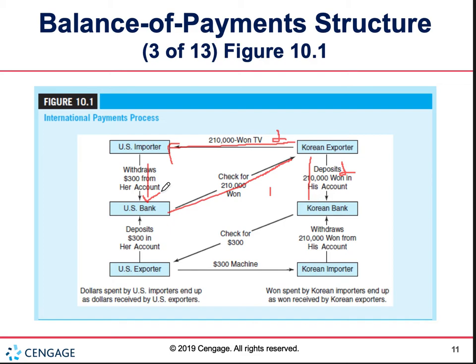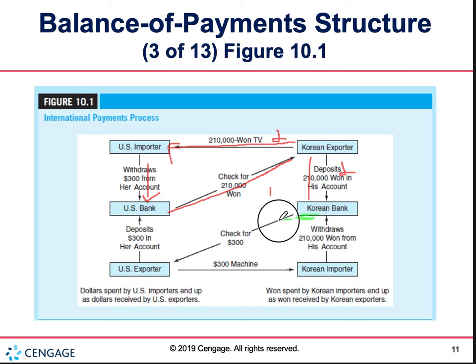So from there, now we're going to assume at the same time you paid for the TV, a buyer in South Korea paid a U.S. producer $300 for some type of machinery. So now we're going to look at the other side. So now you're going to start as a Korean individual. So let me just change the color. So now you're starting from here.